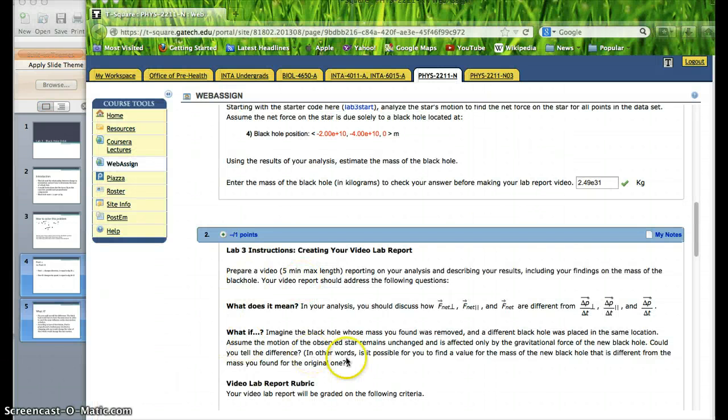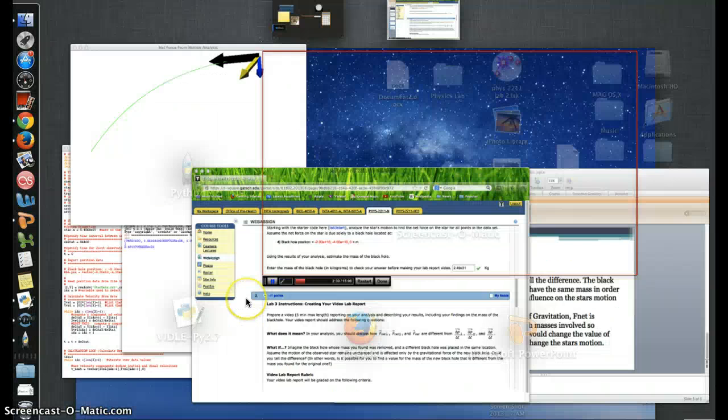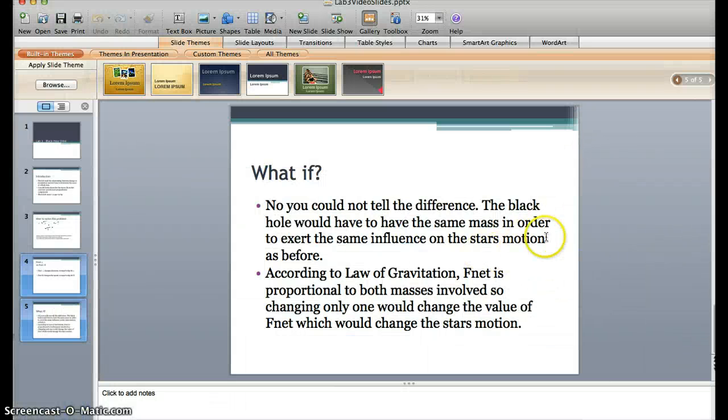To answer the what-if question seen here: no, you could not tell the difference between the black holes. The black hole would have to have the same mass in order to exert the same influence on the star's motion as before. According to the law of gravitation, F net is proportional to both masses involved, so changing only one would change the value of F net, which would change the star's motion as a consequence.